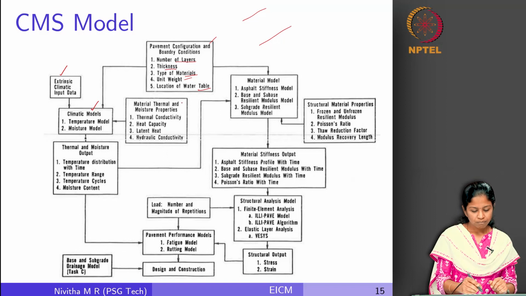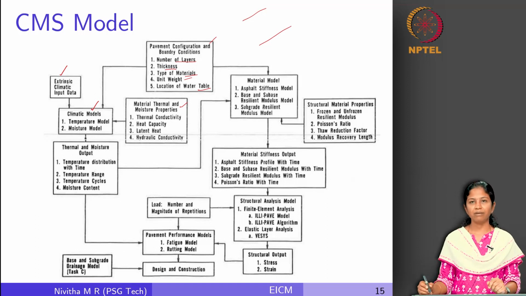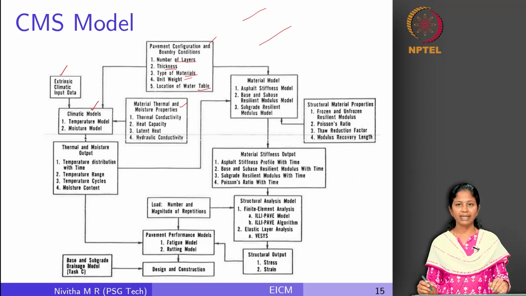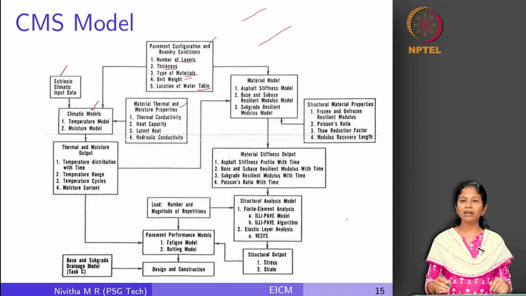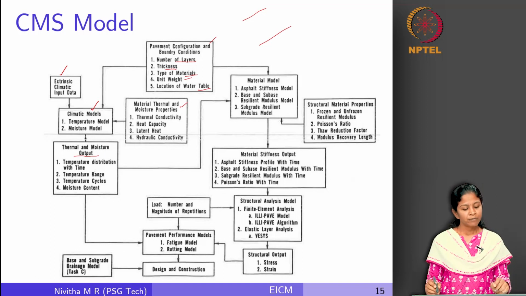So, all this information about the pavement system we have to provide a priori. Now, we also have to give the material thermal and moisture properties, like what is the thermal conductivity, heat capacity. I will talk about all these parameters in a few minutes, wherein we will be talking about the CMS model in detail, right. So, these are the material properties that we have to input to this model. Now, using this we will get thermal and moisture output. So, what are these things?